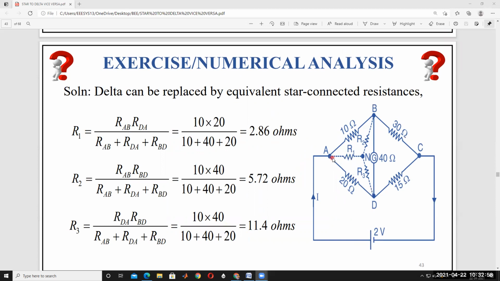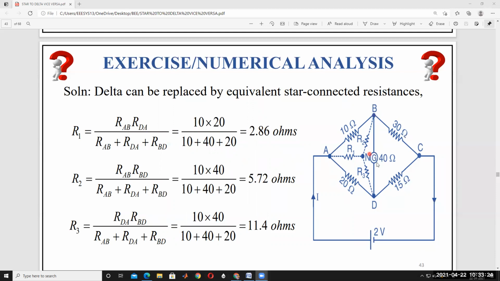R1 is nothing but the multiplication of RAD and RAB, divided by the addition of all of these: RAD plus RBD plus BA. Understood? So here, between B and D, what is the resistance? Nothing but a 40 ohm resistor. Here, G is called the galvanometer. The galvanometer resistance is nothing but 40 ohm.